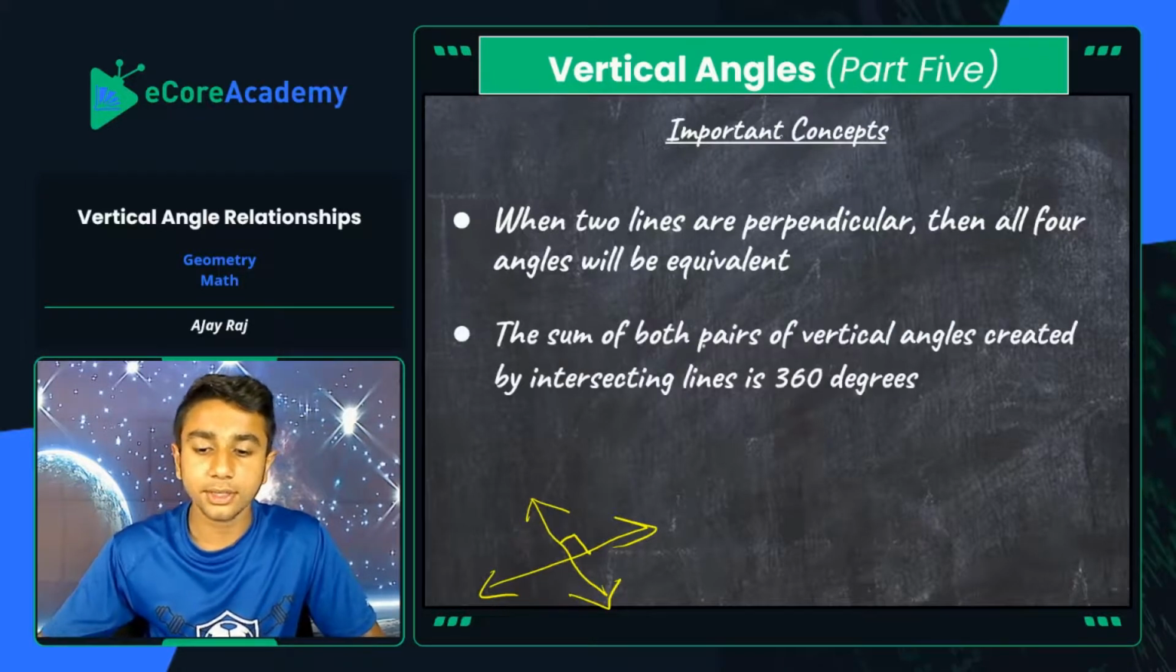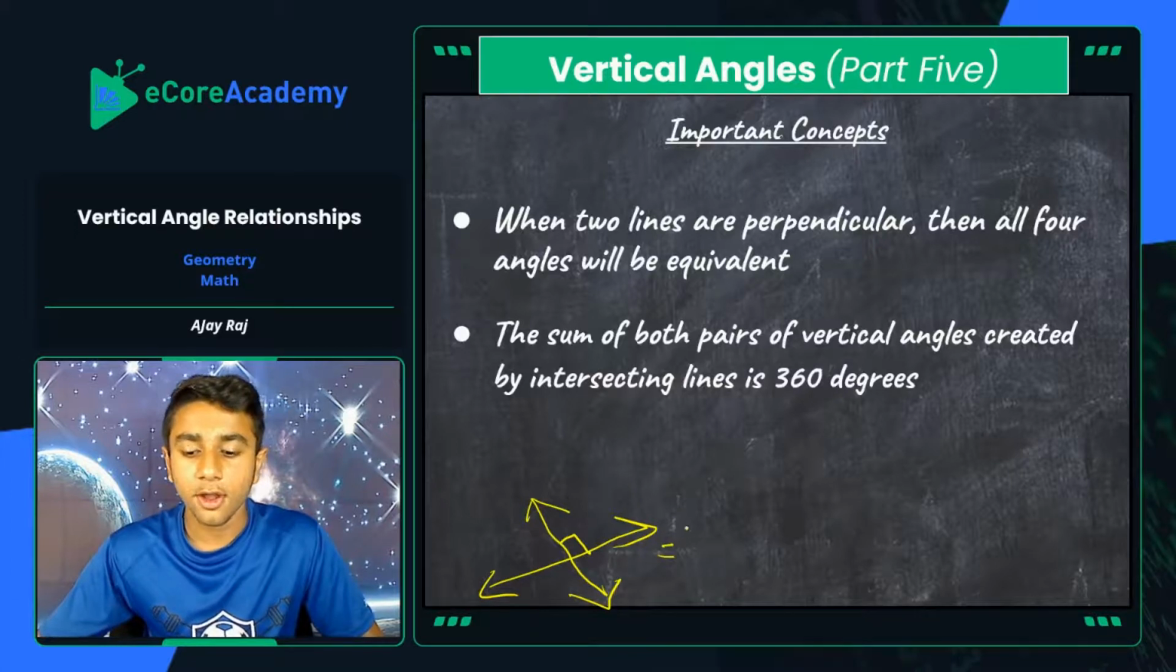And that comes to our second point, saying that the sum of both pairs of vertical angles, meaning all the angles formed by intersecting lines, is going to be 360 degrees. So I'm going to say here, 4 90-degree angle pairs. That's only if it's perpendicular. 4 90-degree angles, which equals 360 degrees as its total.